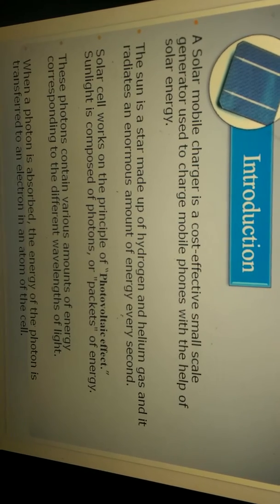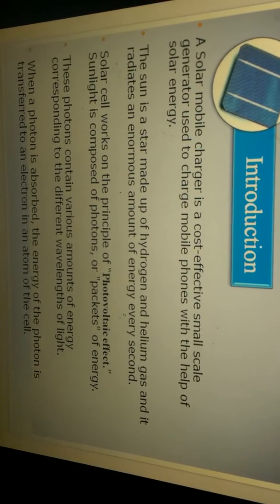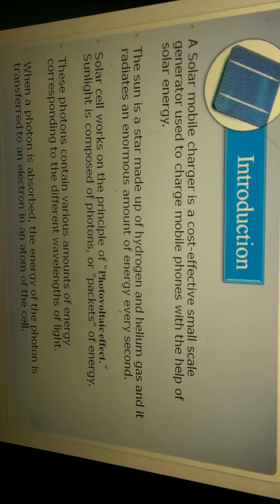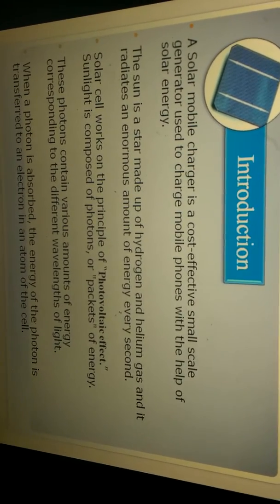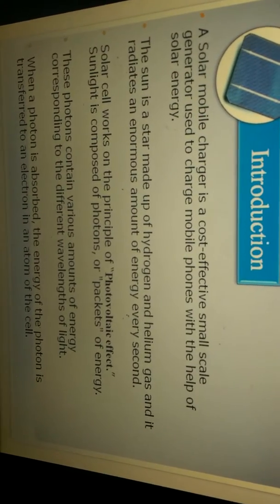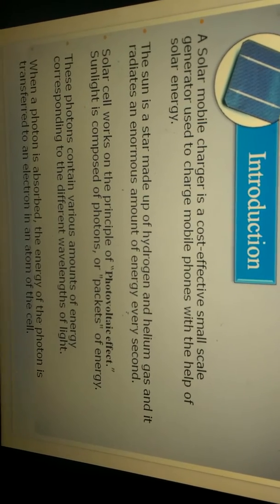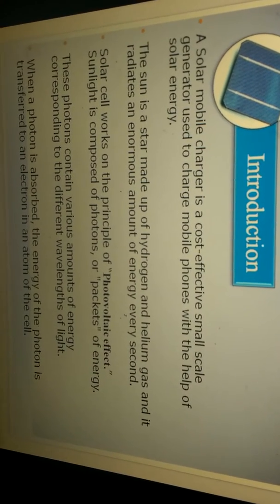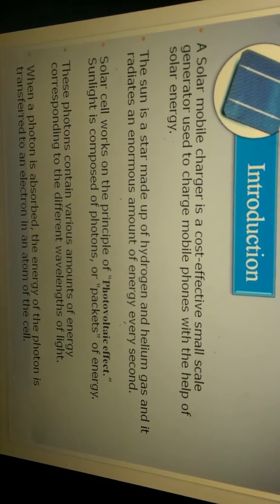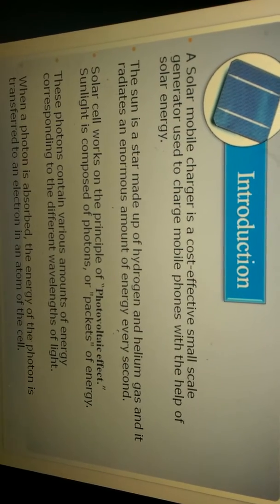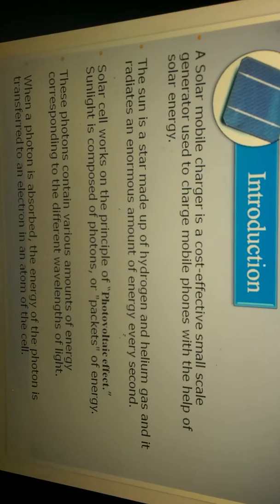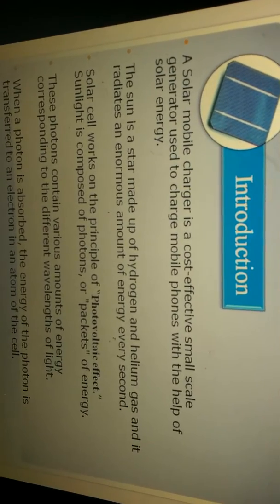Secondly, the sun is a star made up of hydrogen and helium gas, and it radiates an enormous amount of energy every second. This is what we all know. A solar cell works on the principle of photovoltaic cells. As we know, sunlight is composed of photons, or we can say packets of energy. These photons contain various amounts of energy corresponding to different wavelengths of the light.